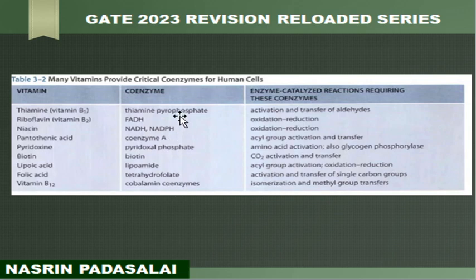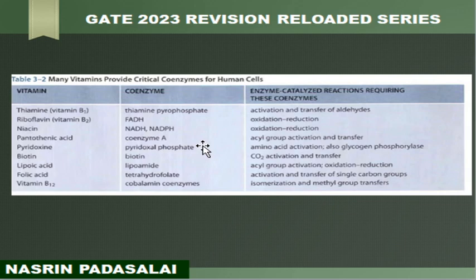So first is thiamine pyrophosphate, which is involved in activation and transfer of your aldehyde group. Next, FADH, NADH and NADPH all are involved in oxidation and reduction reactions. Next, coenzyme A is involved in acyl group activation and transfer of acyl group. Next is pyridoxal phosphate, which is involved in activation of amino acid, and also this pyridoxal phosphate is regulating an important enzyme, that is glycogen phosphorylase, which is involved in the process of glycogenolysis. Next is biotin, acting as a coenzyme for CO2 activation as well as transfer of the carbon dioxide group. Next is lipoamide, which is again used in acyl group activation and also oxidation reduction reactions.